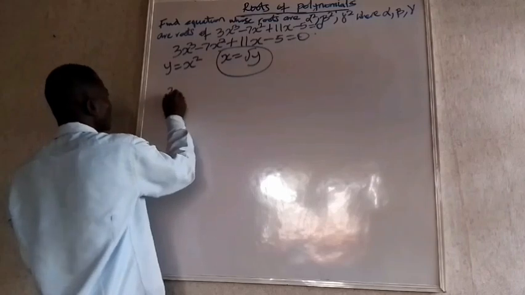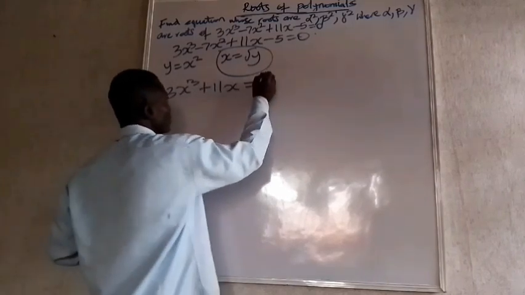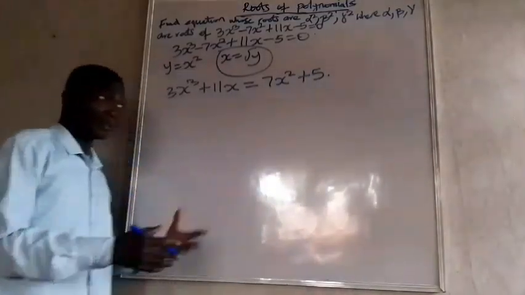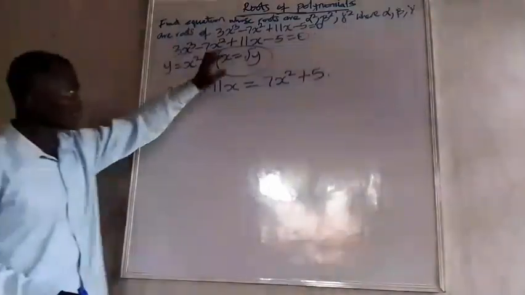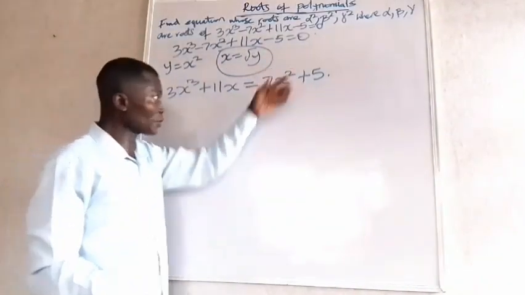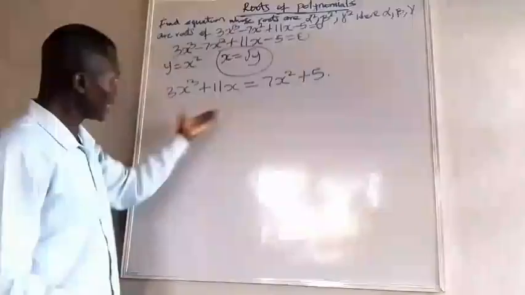Let's rearrange it. It's going to be 3x cubed plus 11x is equal to 7x squared plus 5. We are still doing the same thing, but I always like to make it like this. I just want to show you, you might not necessarily make it like this before you work it out. Now let's square both sides, since we know that y is going to represent x squared.